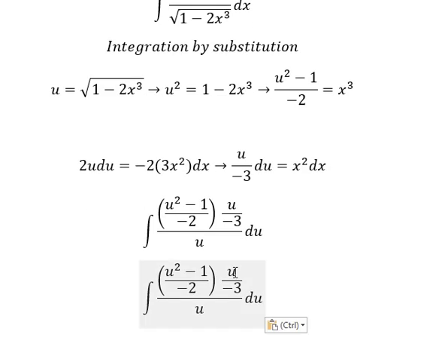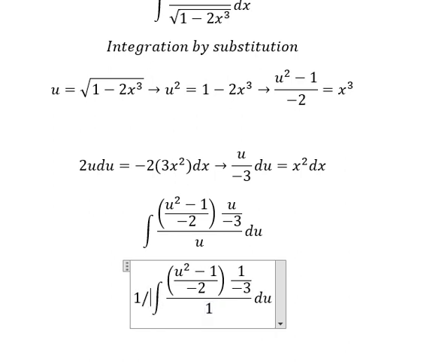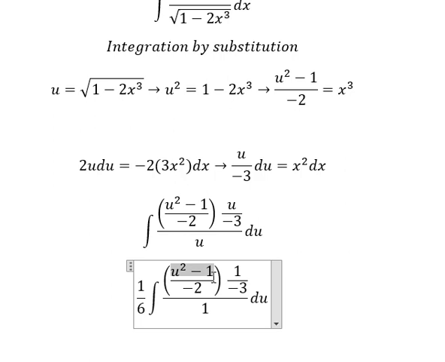So u divided by u, we simplify. Negative 2 times negative 3, we have positive 6. So we just have only u squared minus 1.